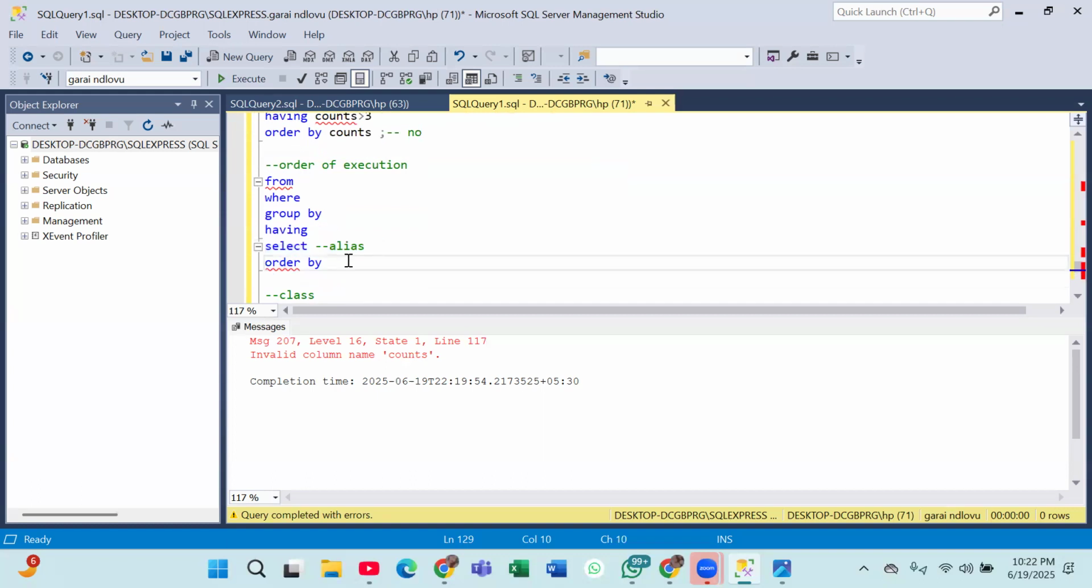Is this clear with you? Is this clear with everyone now? Do let me know if you have any confusion. Are you able to get that? What am I talking about? If you have given alias in your from clause, with which clauses can we use that?